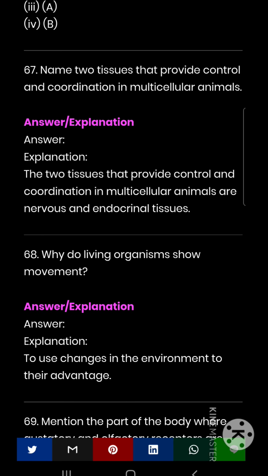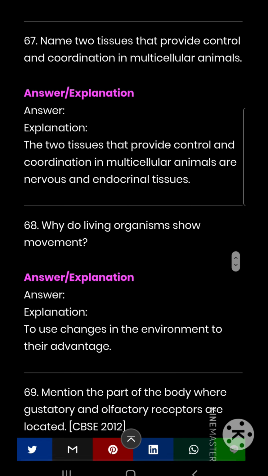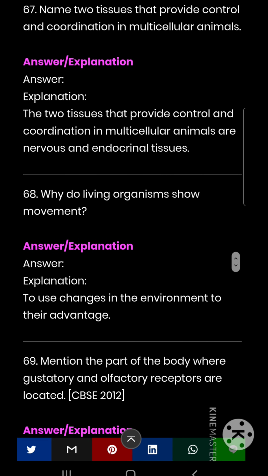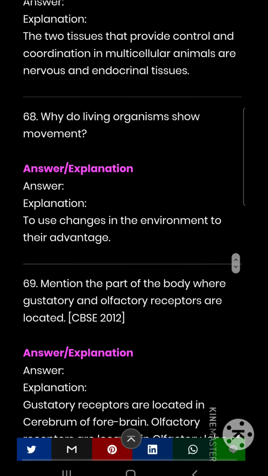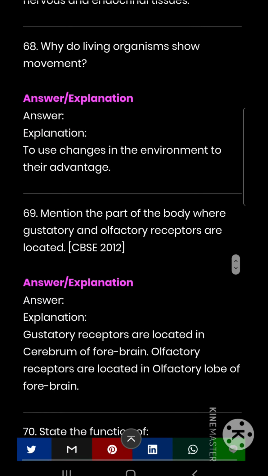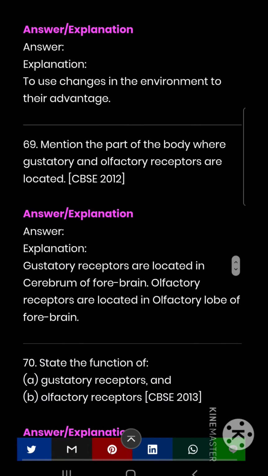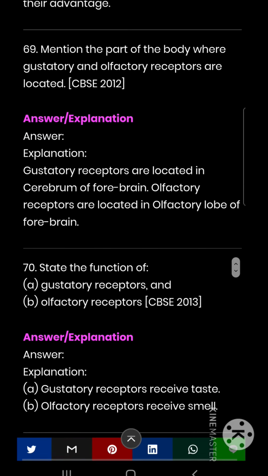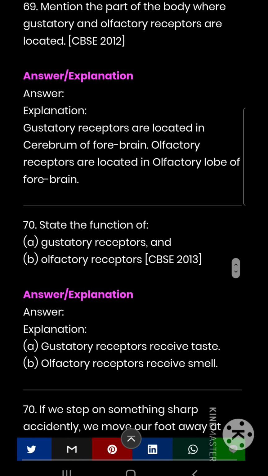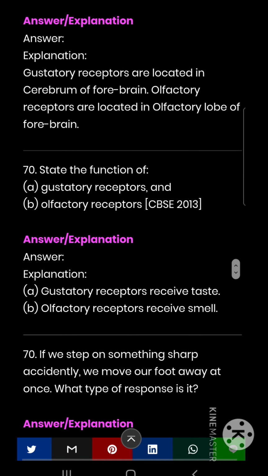Name two tissues that provide control and coordination in multicellular animals. The two tissues that provide control and coordination in multicellular animals are nervous and endocrinal tissues. Why do living organisms show movement? To use the changes in the environment to their advantage. Mention the part of the body where gustatory and olfactory receptors are located. Gustatory receptors are located in cerebrum.